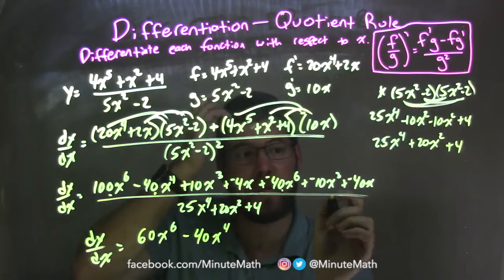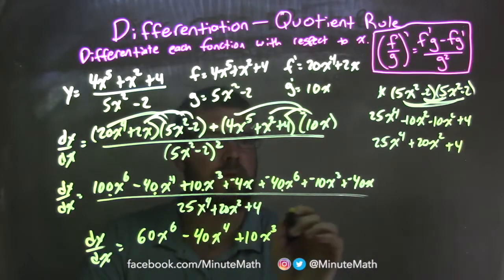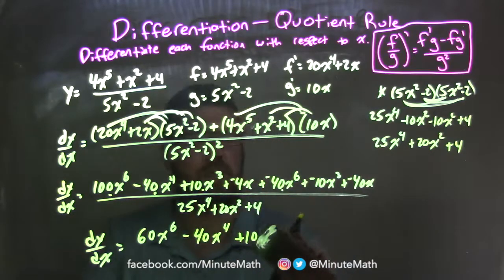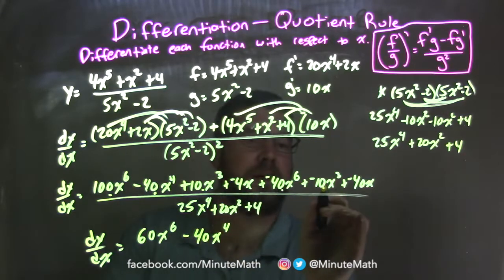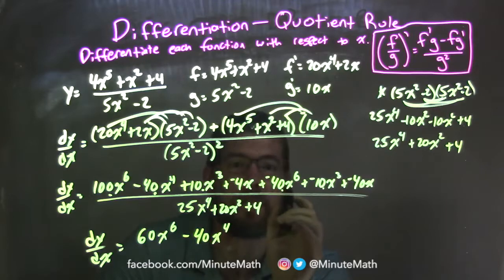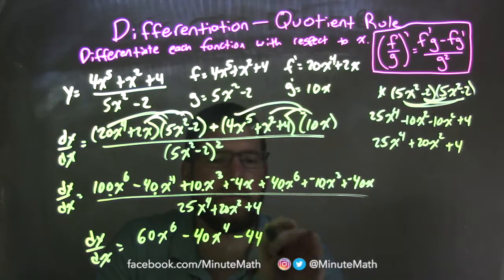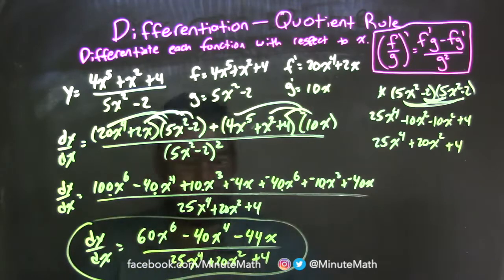Then the next highest power I see is to the 3rd power, plus 10x to the 3rd, plus minus 10x to the 3rd. I wrote it down before simplifying. Okay. Well, we have 10x to the 3rd minus a 10x to the 3rd. Combine them, they cancel out, so I don't actually write anything there. Got a little ahead of myself. Then I have negative 4x plus a negative 40x. That's a negative 44 or minus 44x, all over my denominator, 25x to the 4th plus 20x squared plus 4. And there we have our final answer.